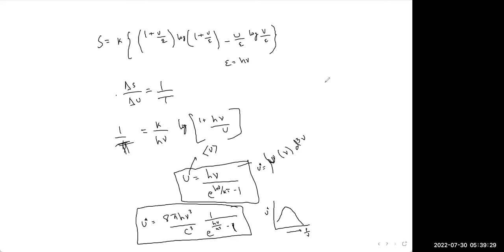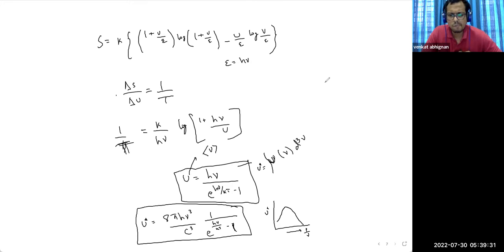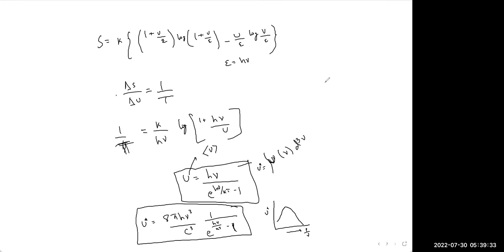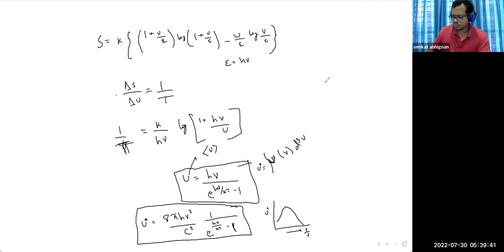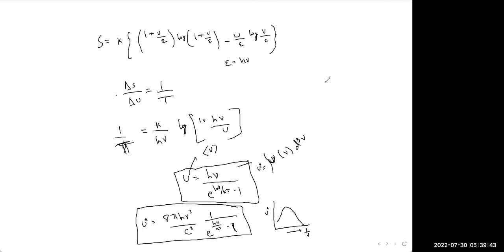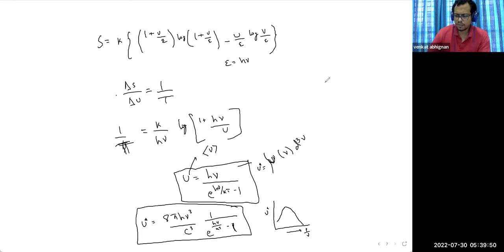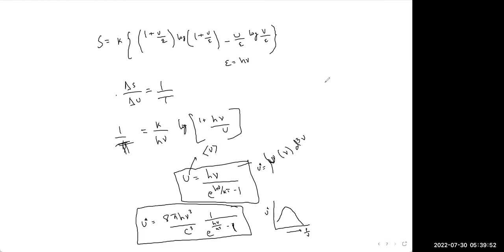Venkat? Yes, sir. It is nice that finally you got the curve which you began with, right? You have written down delta S by delta U is equal to 1 by T. So can we also think of this expression for the definition of temperature statistically or something?